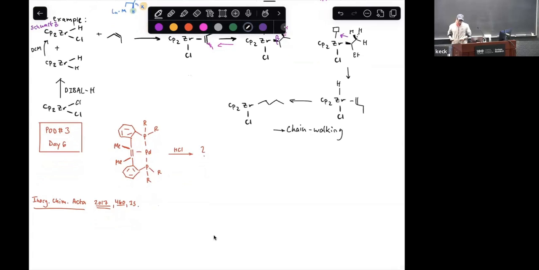This is problem of the day number 3 from the day 6 problem set, but we're going to combine a couple of the elementary steps we've learned here. So if you don't have the day 6 worksheet, I think both day 6 and day 8 are up here, but I've just redrawn this here, so you don't even necessarily need to look back at it.